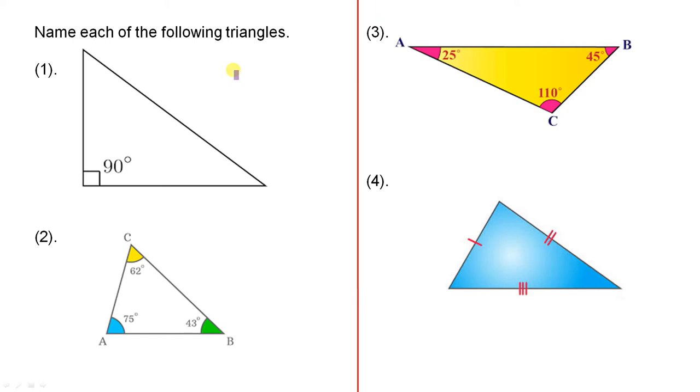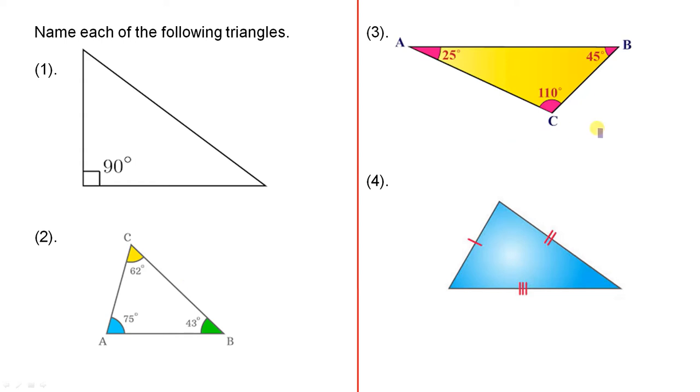So for the exercises, we have to name each of the following triangles. So if we look at the first triangle, we notice here that this angle here is 90 degrees. So what is that triangle called? We notice here in number 2 that each of those angles are less than 90 degrees. So that triangle is given a special name.